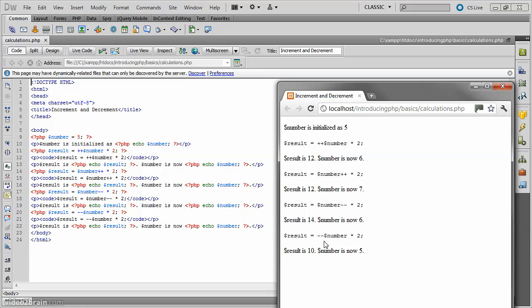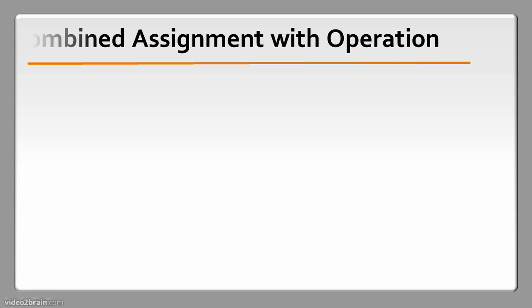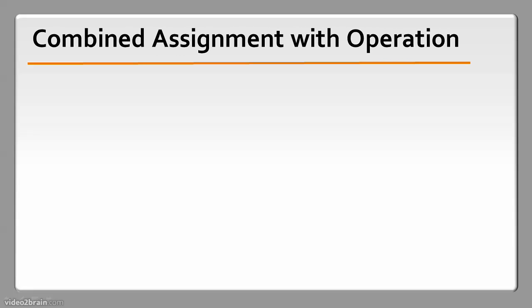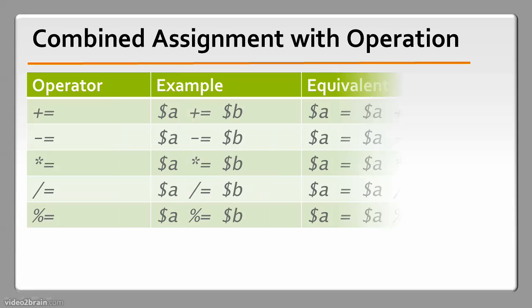And in the final line, the decrement operator goes before the variable, so number is reduced to 5, then multiplied by 2, so the result is 10. The sequence of events is important, but it can be a bit of a mind-bender, so I suggest that you study that at leisure.